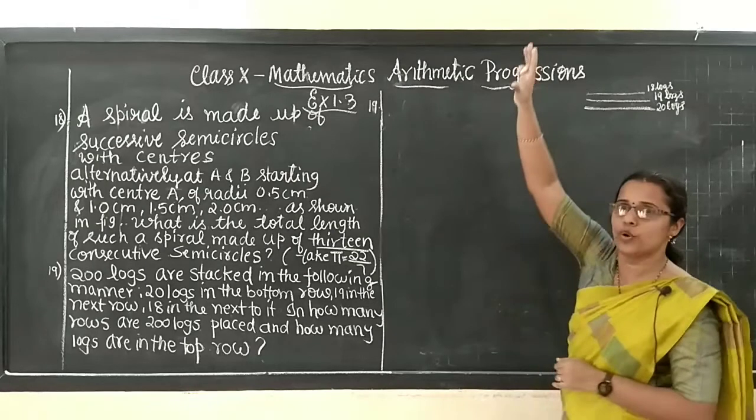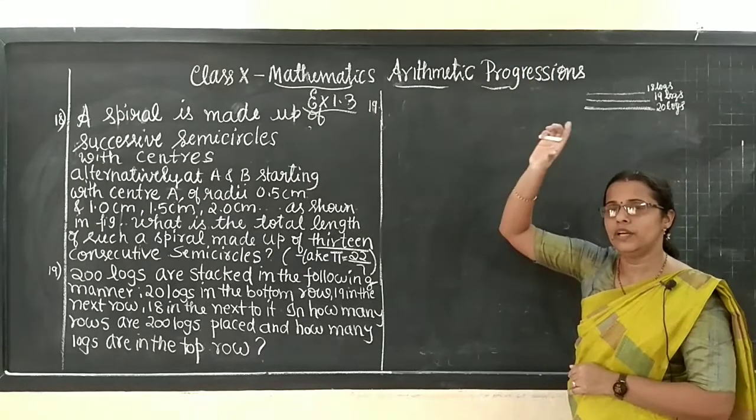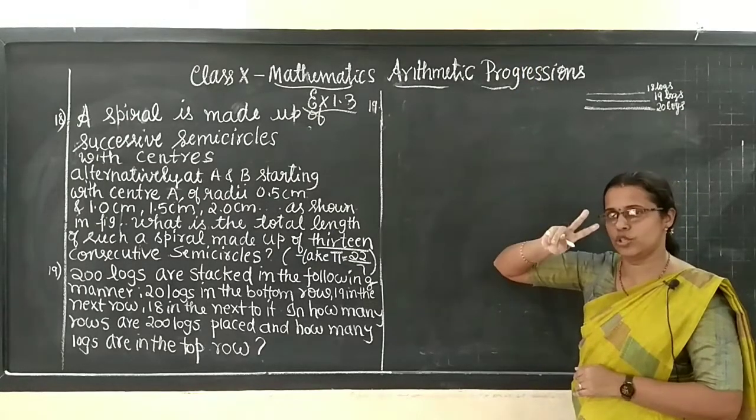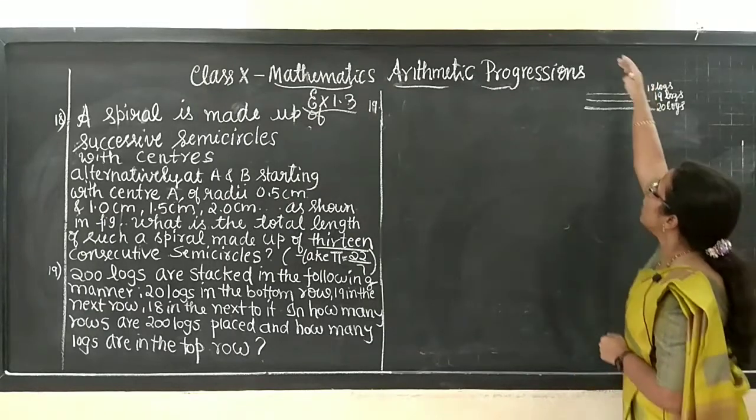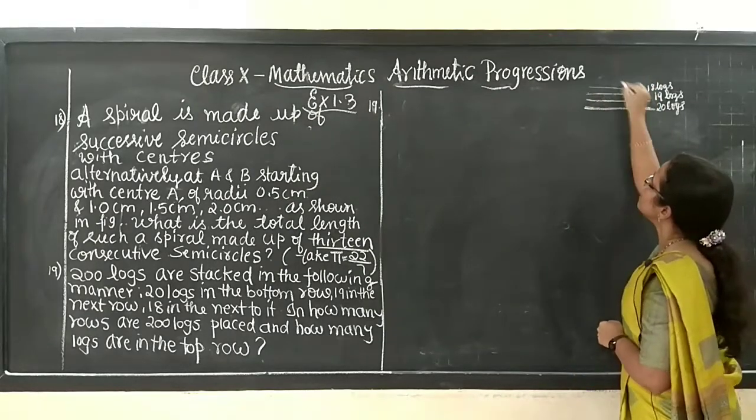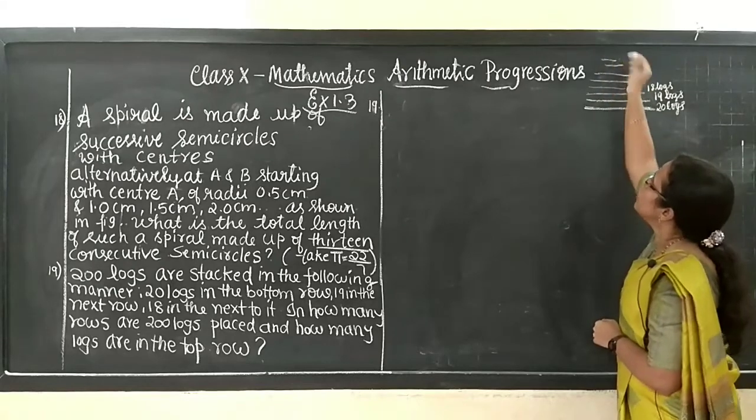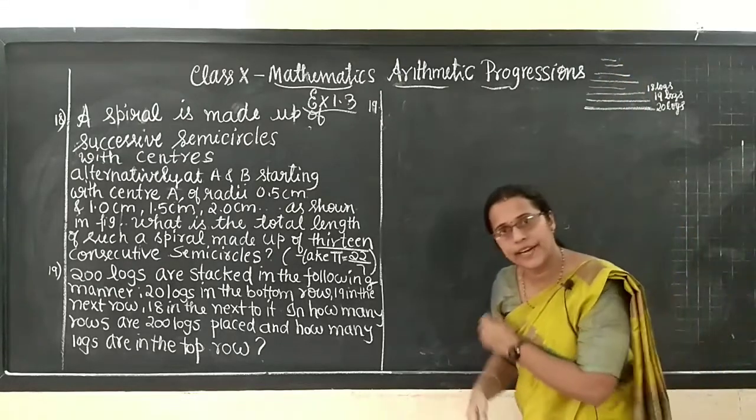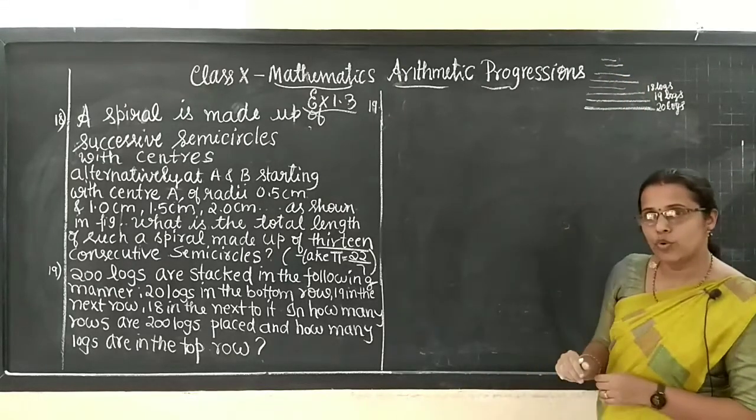Then in the top row, how many blocks are there? Two questions you have to find. In the top row, how many blocks are there? Like this, if you go to the top row, how many blocks are there? You have to find out. Is it okay? Let us start now.